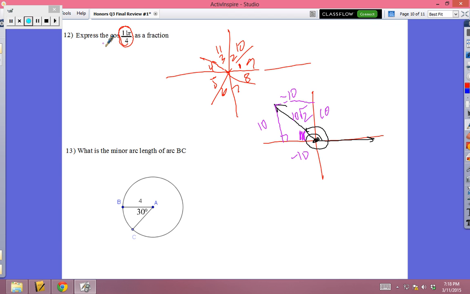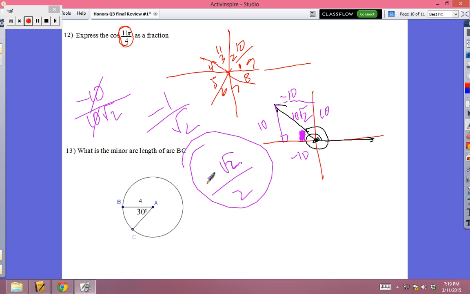And what do they want? They want the cosine. So the cosine, they want the adjacent, a -10, divided by the hypotenuse, 10 square roots of 2. 10's divide out, so I got a -1 over square root of 2, and that is a negative square root of 2 over 2. You can't have a square root on the bottom, so you times the bottom and top by square root of 2, and this is it.